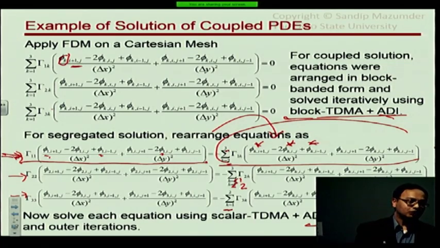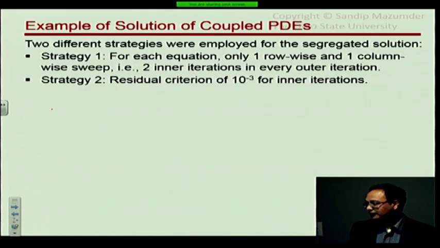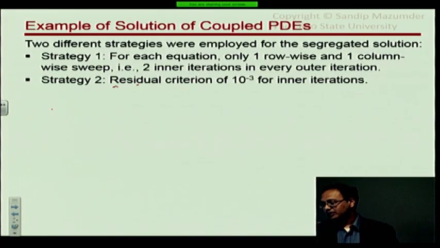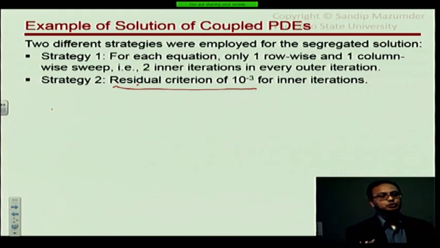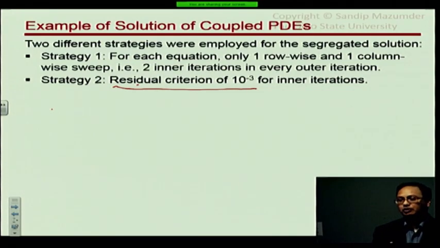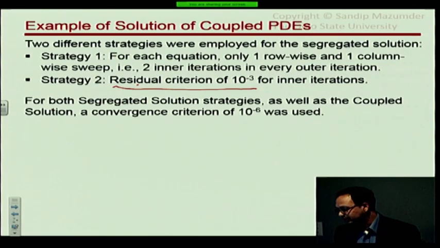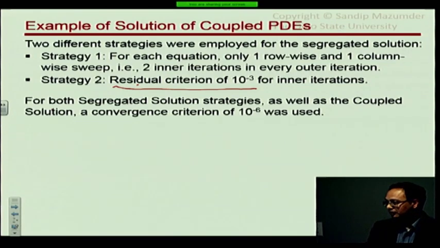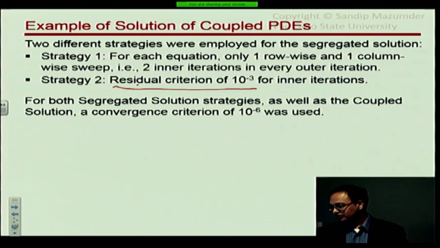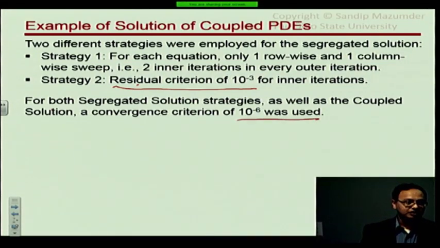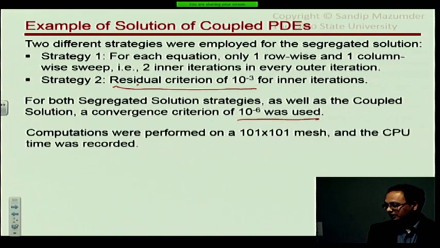And then for the other one, I said, okay, instead of that, how about we use a residual criteria? So for the inner iterations, how about we use 3 orders of magnitude convergence? What happens then? Now, of course, this is a linear system, so things should be pretty stable both ways. And for the coupled solver as well as for the outer iteration, I used a convergence criteria of 10 to the minus 6. Again, 101 by 101 mesh.